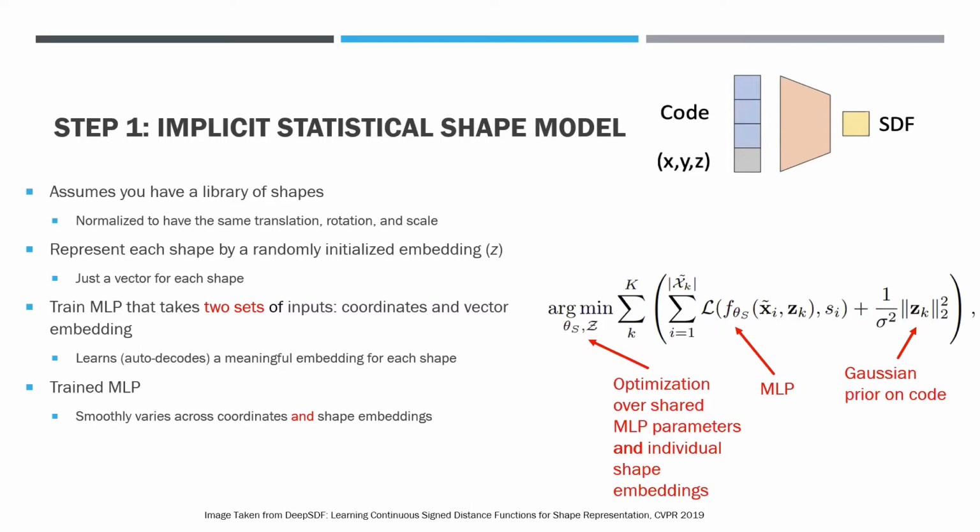So we're going to try to create an embedding space for this shape. What this just means is it's a randomly initialized vector. It can be size, in the DeepSDF paper, size 128. We've gone as low as size 20. And then what you're going to do is train an MLP.